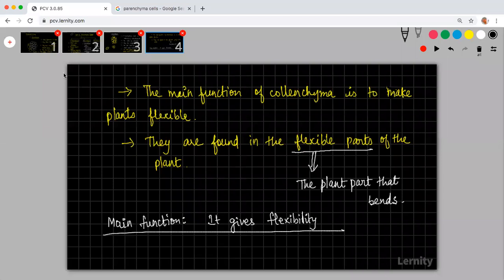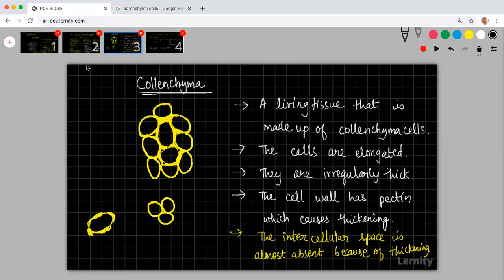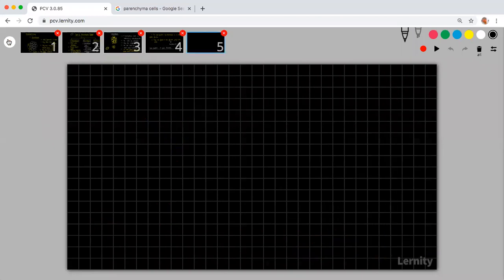Okay, so with this, collenchyma is over. We have completed what is parenchyma and we have studied what is collenchyma. Now we are going to go into the next permanent tissue, sclerenchyma.